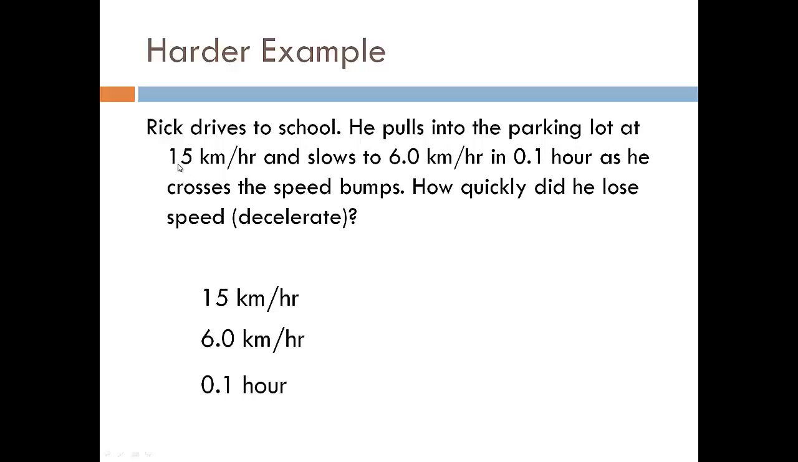Sometimes it's helpful to sketch this out. He's driving at 15, then he slows to 6, and it takes him this long. So this is actually his initial velocity, v sub i, because he's starting at 15 kilometers per hour. Then he's ending up at 6 kilometers per hour, that's his final velocity, and the 0.1 hour, that's delta t again. So we did it again, we figured out our variables.